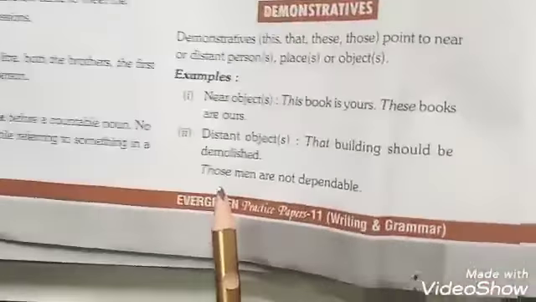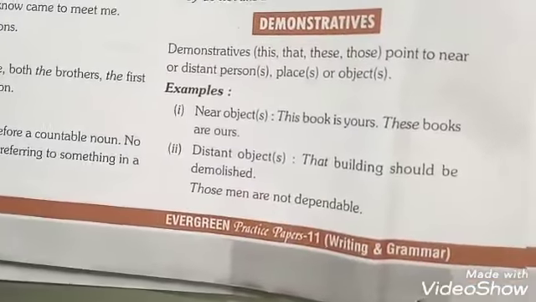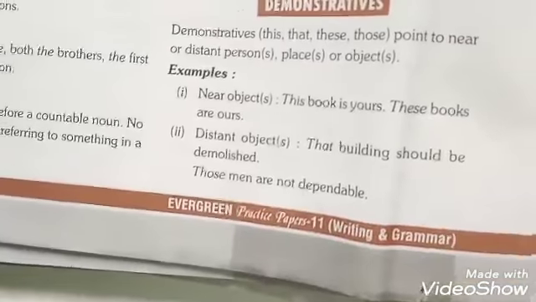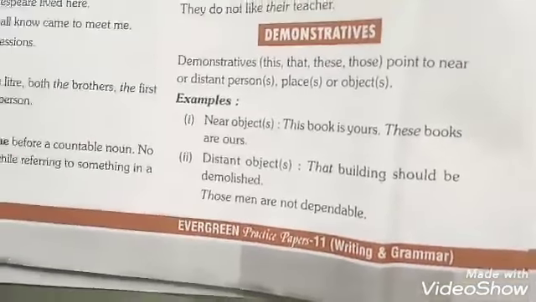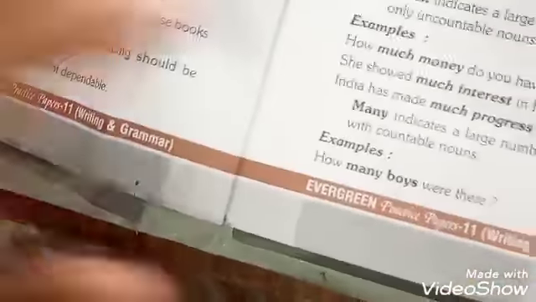Likewise, these is the plural of this and those is the plural of that. These and those are plural and they take plural verbs as well as nouns. So students, while you have to use demonstratives as determiners, please keep the differences as well as similarities in your mind. If you make a mistake, your answer will go wrong.